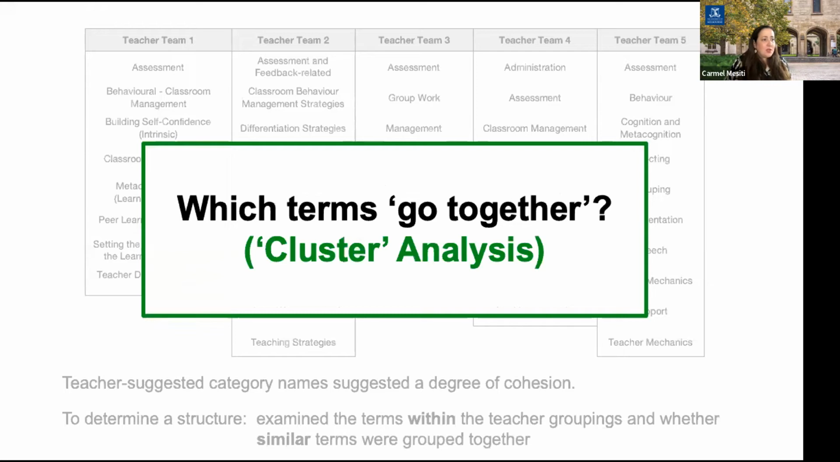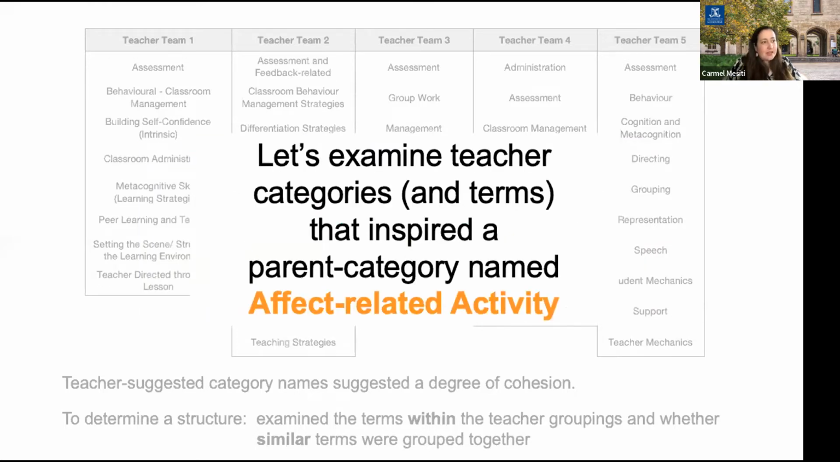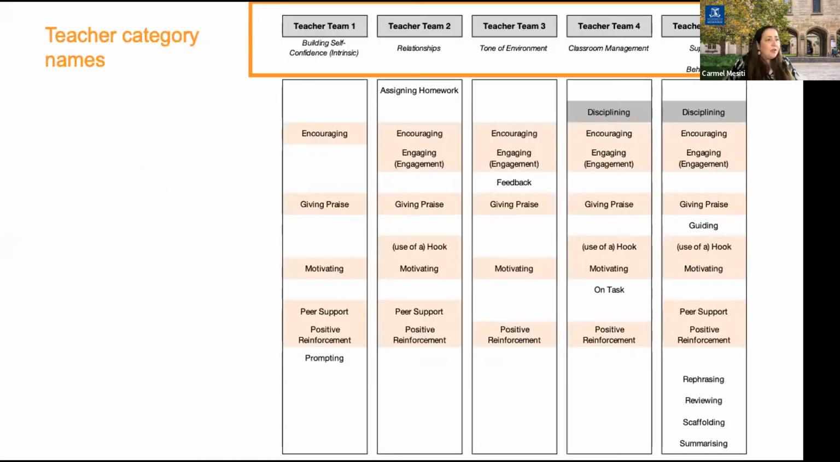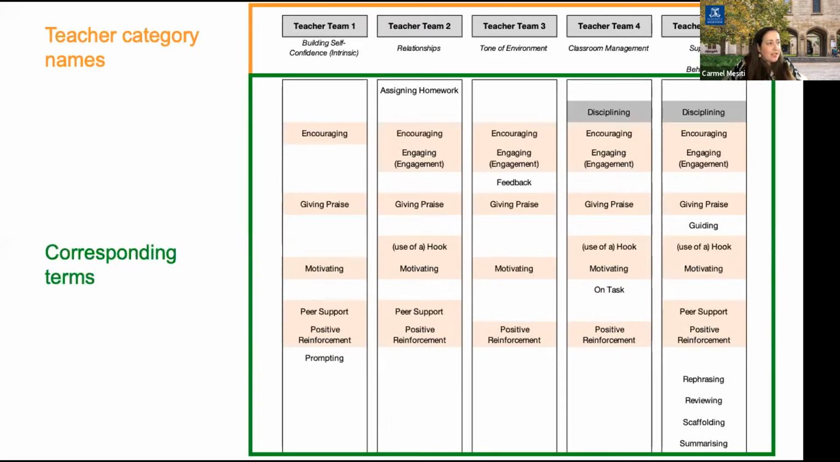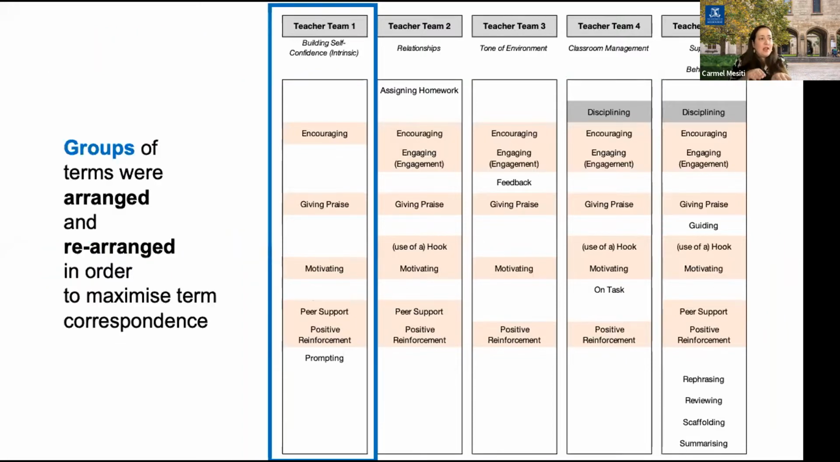So I undertook something that you could call similar to a cluster analysis. And the way I did this was, well, I'm going to take you through this for a parent category that I ended up naming affect-related activity. So here are the teacher groups. These are the words they put within that group. That's the name of the group. These are the corresponding items. And what I did is I arranged and rearranged these groups to maximize term correspondence. So once I did that, I would have something like this.